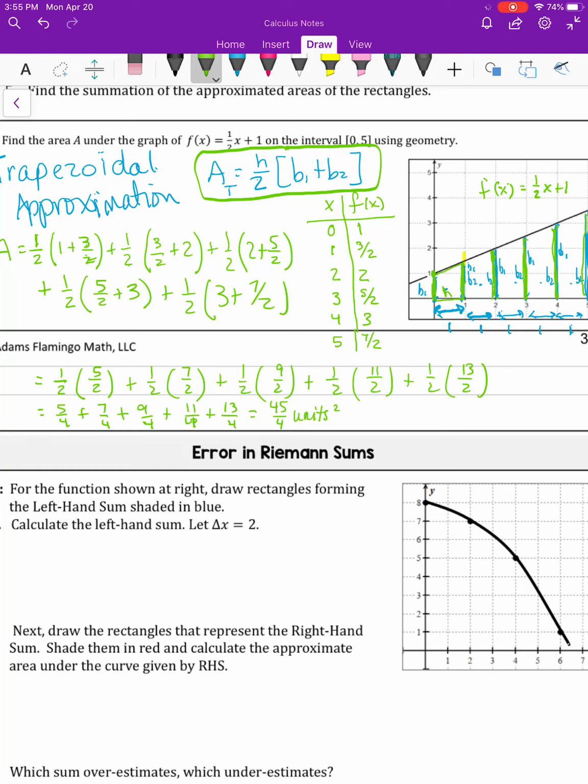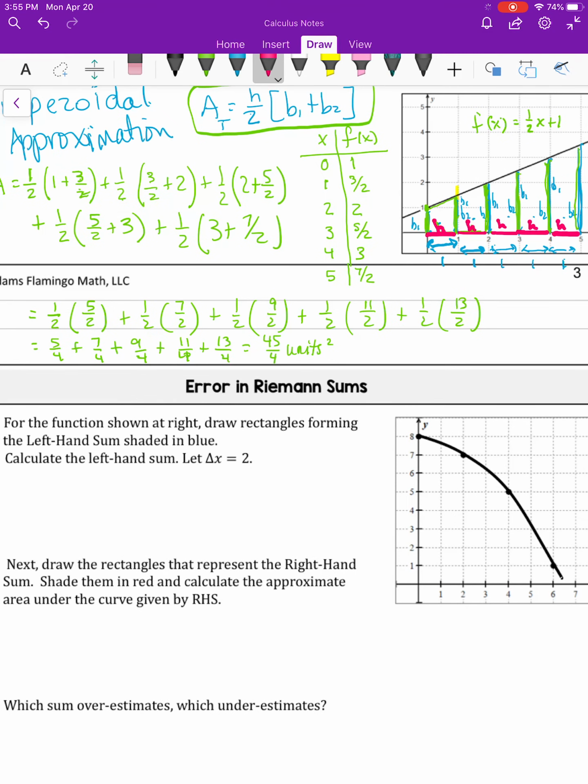Okay, and they're saying use geometry. Well, we used areas of trapezoids. So this formula right here was a geometry formula for the area of a trapezoid. And again, this was our height, right? For each one, that was the height of the first one. This is the height of the second one. I'll even do it in a different color.